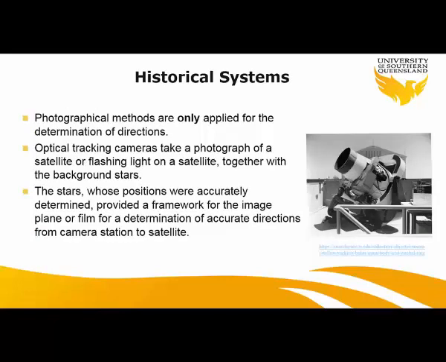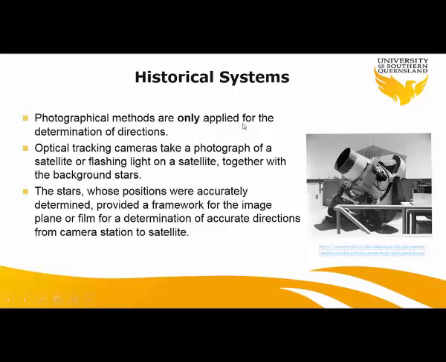Starting with the historical system. The historical system we had in the past was a big camera like the one you can see on the right-hand side. We used to take an image of the satellite, or the flashing light on the satellite, with the background of the stars, so that the stars can basically show you the framework or the plane of the image or film at a time, which can be used for determining the direction from the camera to the satellite.